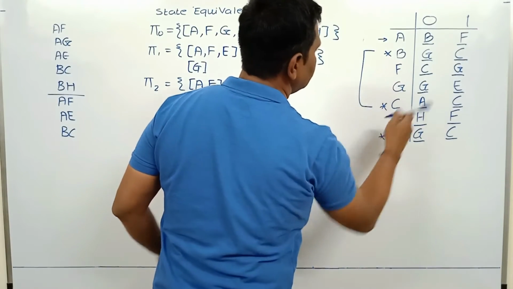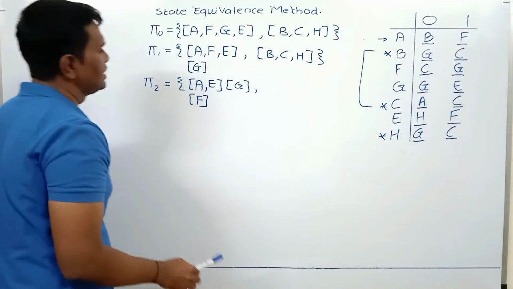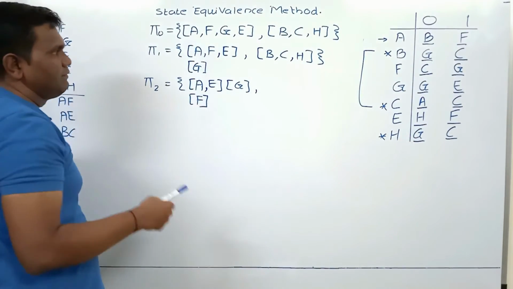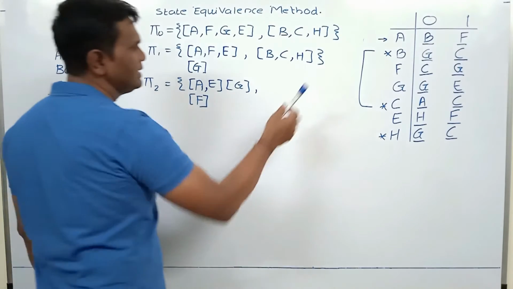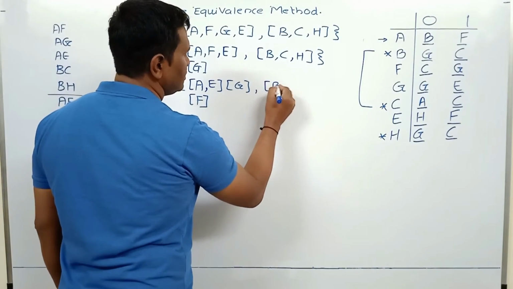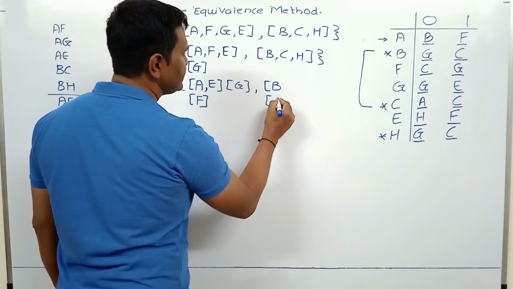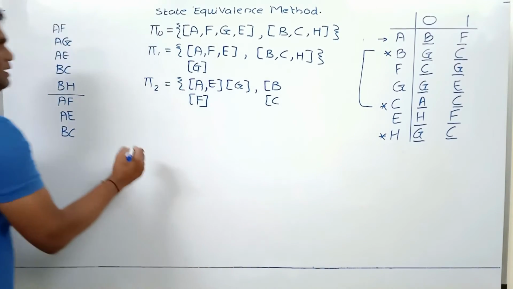B and C. So G and A, they are in different groups in one equivalent. So B and C, they are not two equivalent, so they should be in separate groups. Now let's check B and H.